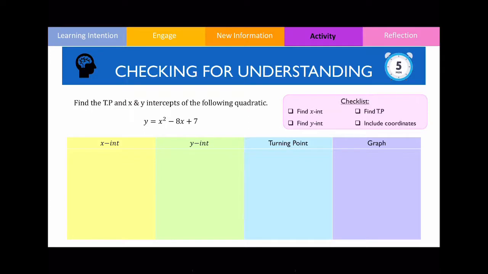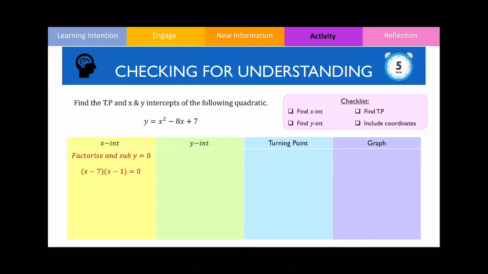So the first thing that we're going to do is find out what your x-intercepts are. So let's factorize this using the product sum method. What two numbers multiply to give you +7 but add to give -8? That's going to be -7 and -1. So therefore, this is what my factorized equation would look like, and after I substitute y is equal to 0.